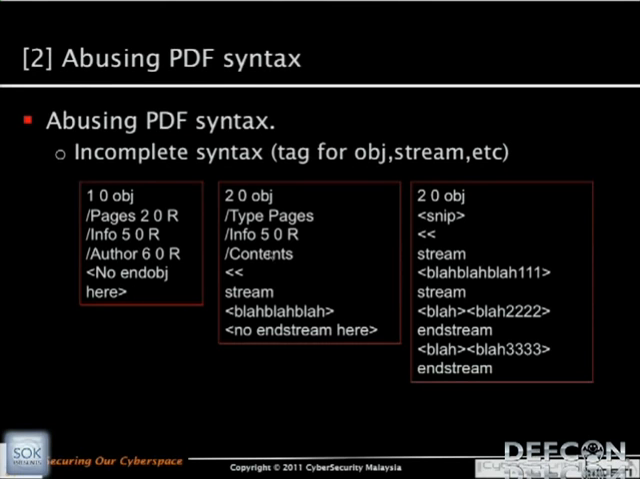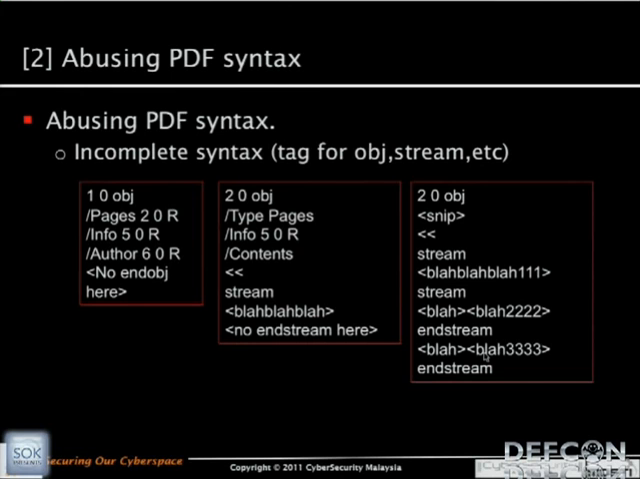And for example, this is a stream. You're expecting to have endstream. But if you don't have it, it's also fine. And even funnier, you have stream, you have another stream, and you have endstream. You have endstream here. So which stream, which data belongs to this stream, for example? This one, or this one, or this one, or this one?